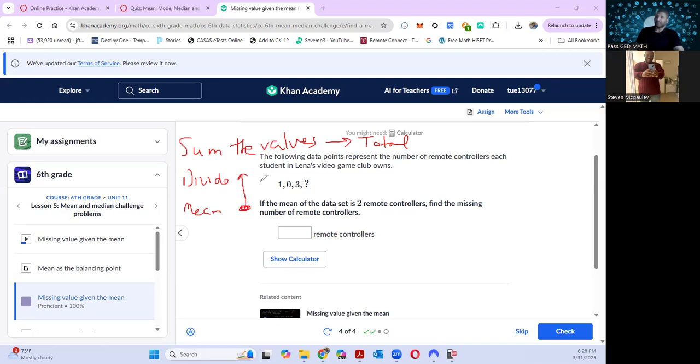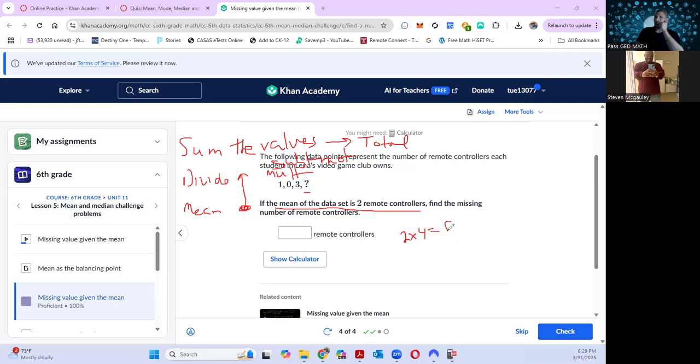Multiply. Yeah. What's the opposite of adding? Subtract. So if they give us the mean, we want to multiply and then subtract. So if they give us the mean of this data set, which is 2, and there's 1, 2, 3, 4 values, because we have a missing value here. So in total, there are 4 values. Understand that? Yes, sir. So we're going to take 2 times 4, which is what?